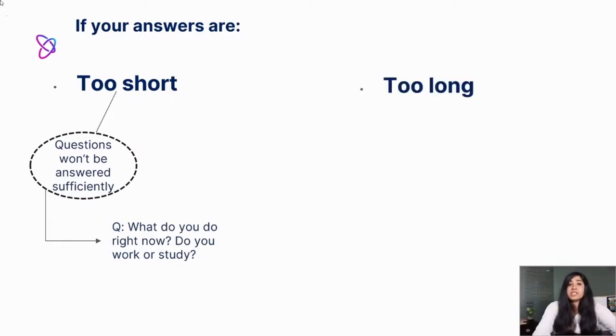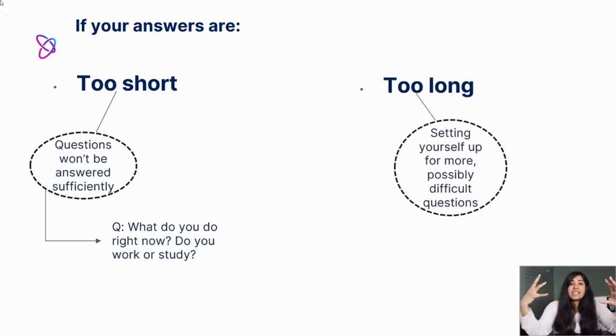Okay, now let's talk about if your answers are too long. The issue here is that you're setting yourself up for more questions, and these questions could possibly be even more difficult for you to answer, right? So if you're giving a lengthy answer, let's say they're asking about your hometown. Where is your hometown? Again, you don't want it to be too short, but you don't want it to be too long either. Because what happens is you have follow-up questions, and these follow-up questions get you speaking, and it's where you can show off and show them that you can speak and use different vocabulary and different sentences so that you can build your answer.